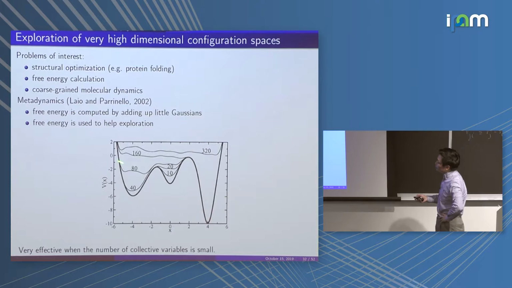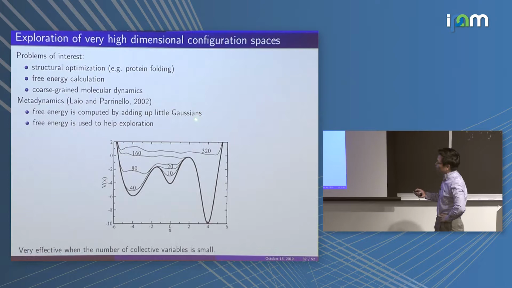So metadynamics, which is very well known, does the following. The free energy is computed by exploring the original configurational space. When you do that, at each point you add a little Gaussian, and that Gaussian is added to the correct value of the coarse-grained variable. And then these little Gaussians would add up to the free energy. So this is one idea.